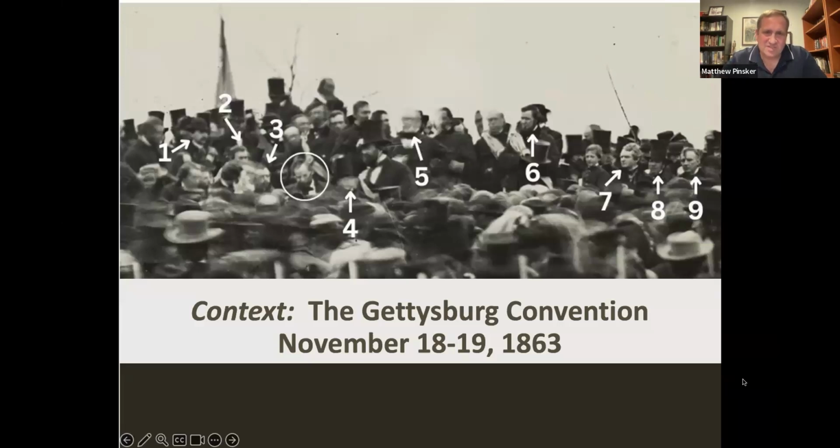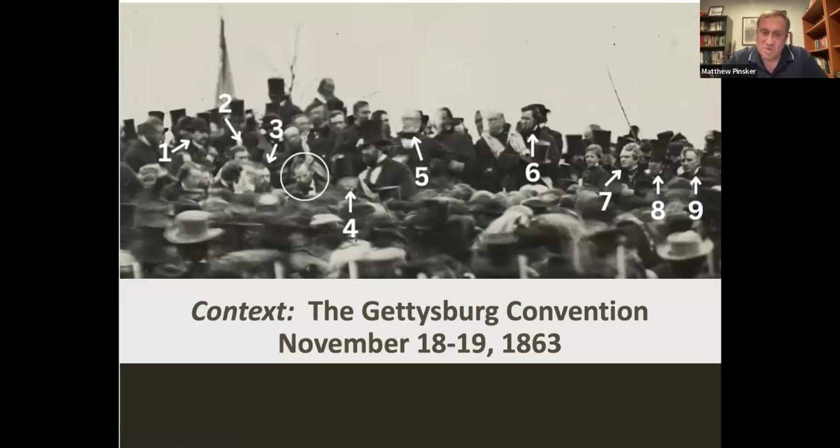But there's Seward next to him. And figure number five, in case you're wondering, that's the main orator at Gettysburg, Edward Everett. He was president of Harvard and a former Constitutional Union candidate for vice president in 1860, a conservative.